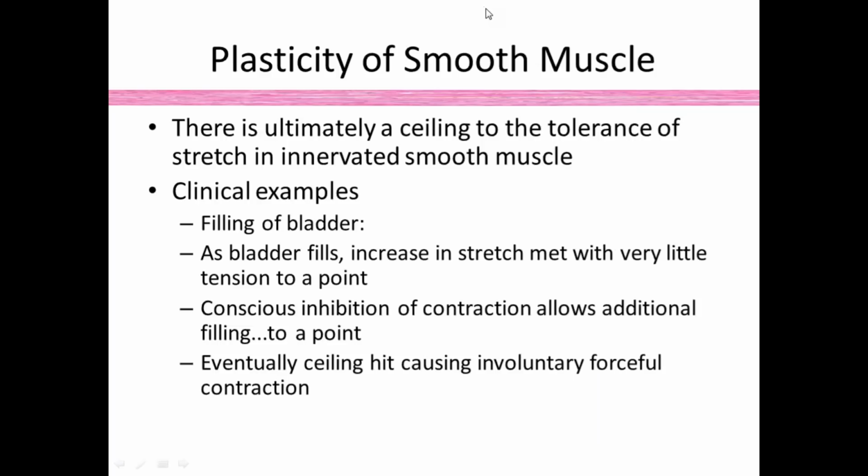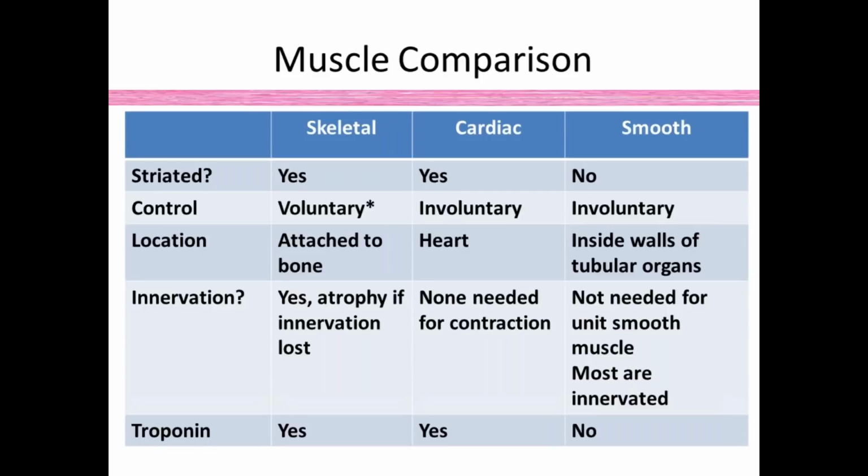Okay, so now we've completed the story about smooth muscle and why it is so unique. And now we are moving towards just a very brief comparison, and then focusing a little bit back on the skeletal muscle. So for comparison, we have skeletal, cardiac, and smooth muscle, and we're comparing various features, whether it is striated, how do we control it, the location, is it getting innervated, and does it have troponin? So you can see a lot of similarities between skeletal and cardiac. They're both striated. They both have troponin.